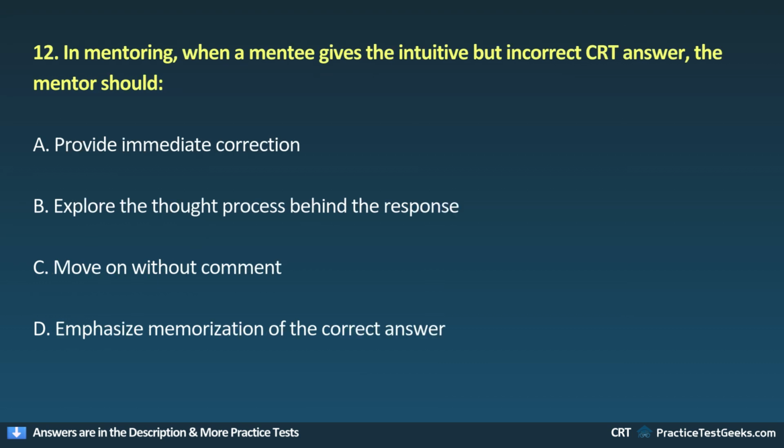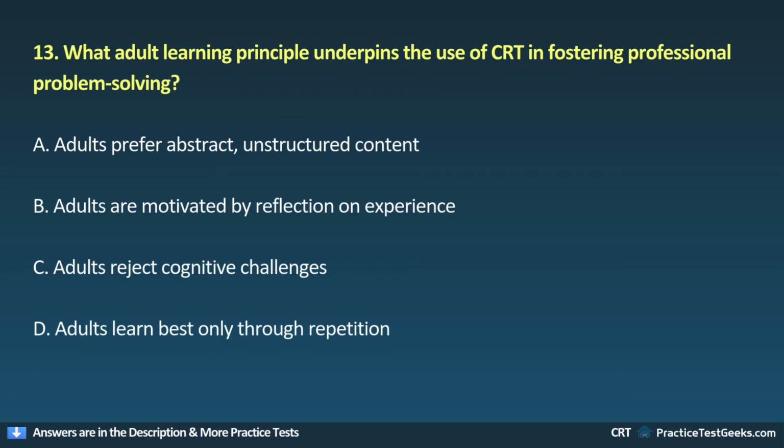12. In mentoring, when a mentee gives the intuitive but incorrect CRT answer, the mentor should: A. Provide immediate correction. B. Explore the thought process behind the response. C. Move on without comment. D. Emphasize memorization of the correct answer.